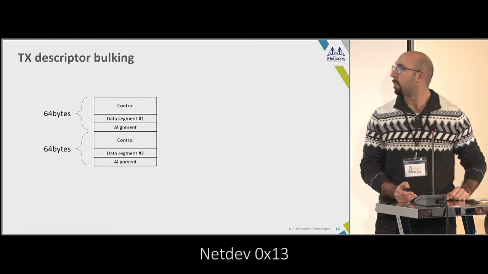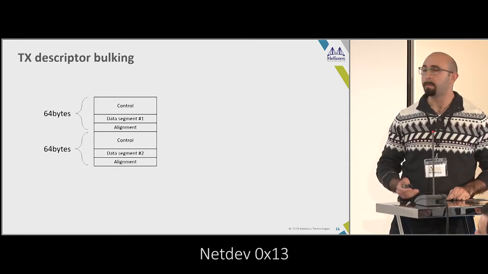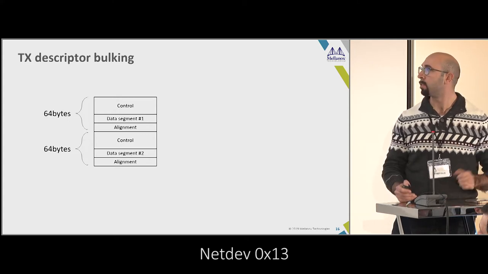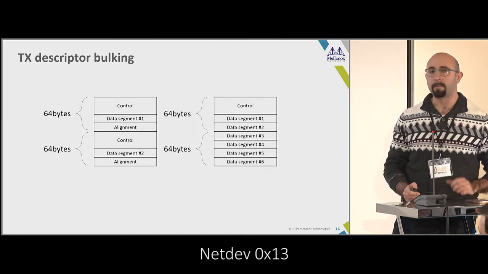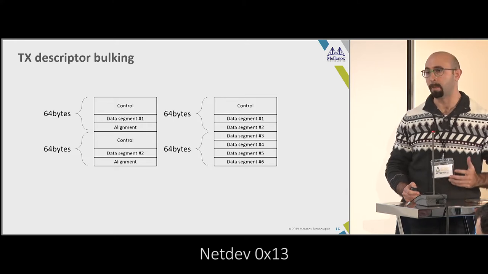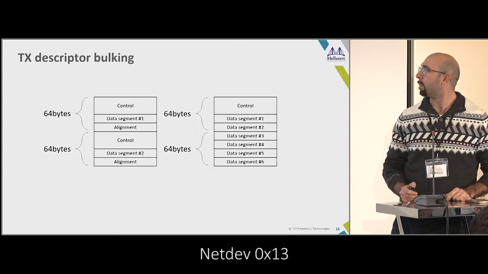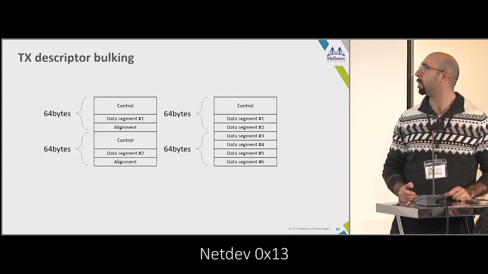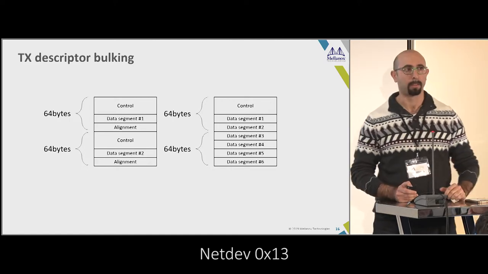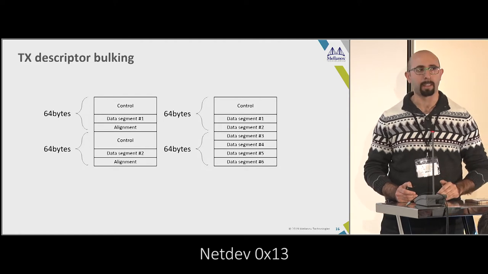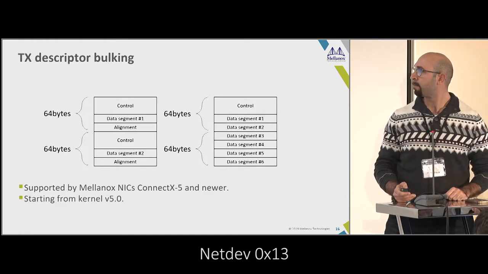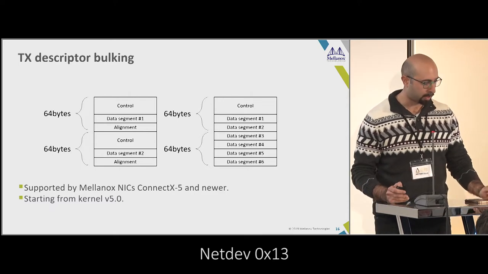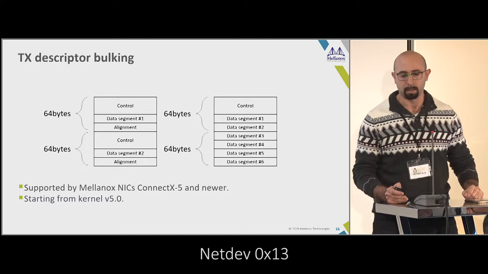Okay, so this is how it looks. Before the feature, we had some control segment per packet, then the data segment, and some alignment to align for the 64 bytes, and then the second packet, and so on. With this feature, we have one shared control segment and one data segment per packet. We can afford that because we have a bulk. The ratio here is actually your overhead is 1/4 of what it used to be. So we see we save PCI overhead. This is supported from ConnectX-5 and newer, starting kernel 5.0.